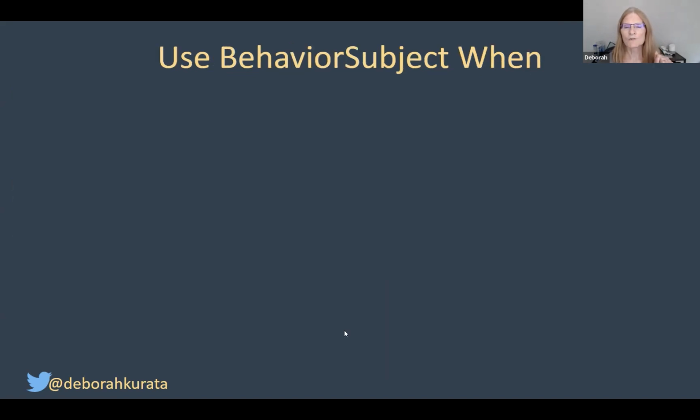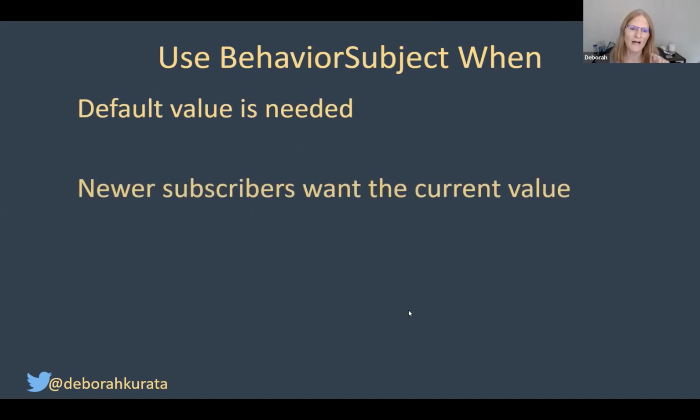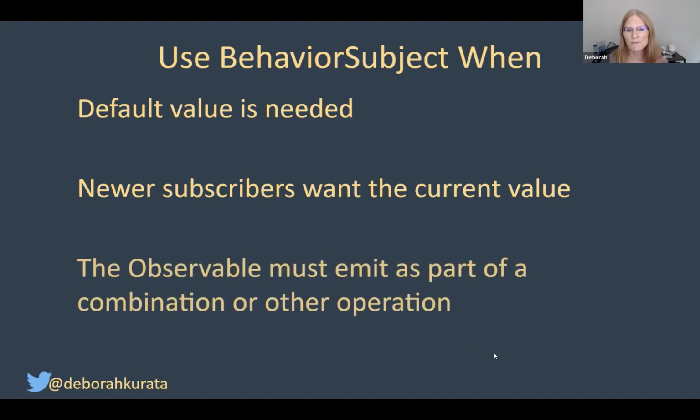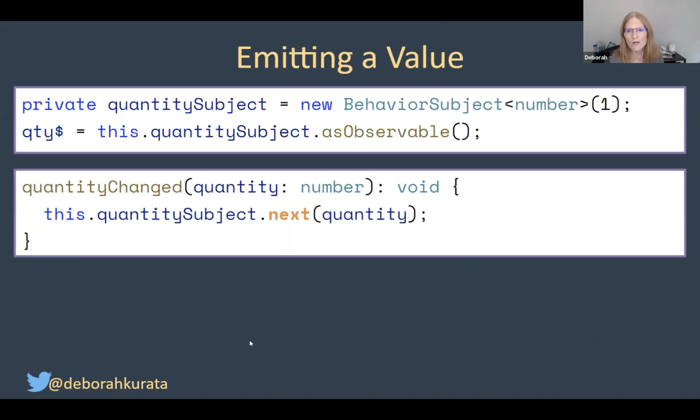Okay, so when do we use a behavior subject versus a subject? We use a behavior subject if we want a default value, if we want newer subscribers to have whatever that last emitted value is. And we also use it if we're going to use any of the combination operators that Angular has. Many of the combination operators won't emit anything until each observable that you're combining emits at least once. And so by using a behavior subject, it will immediately emit, and it will allow our combination operator then to also immediately emit. And we're going to see an example of that in just a second. Okay, so how do we emit?